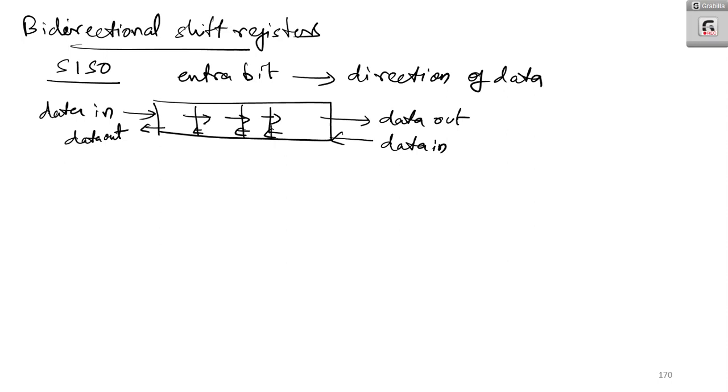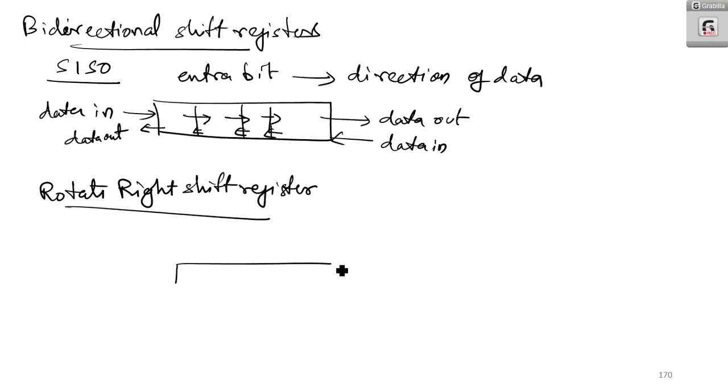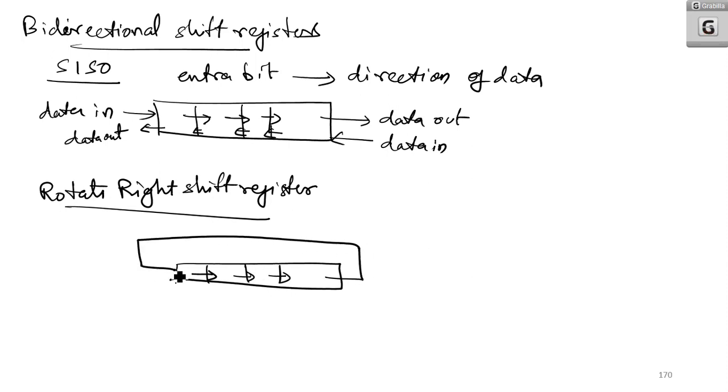Now another one is rotate right and rotate left. Rotate right shift register means here the data is basically in a rotational mode. Data will be passed from the first flip-flop to the next, then here, then here. From here, the next one it will come to here. So this is how the data flow is happening. So it is basically a rotational shift register. From the last flip-flop, the data is fed back to the first flip-flop. Again, the same process is happening.